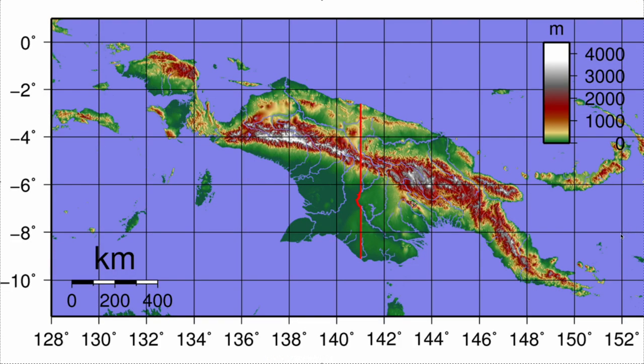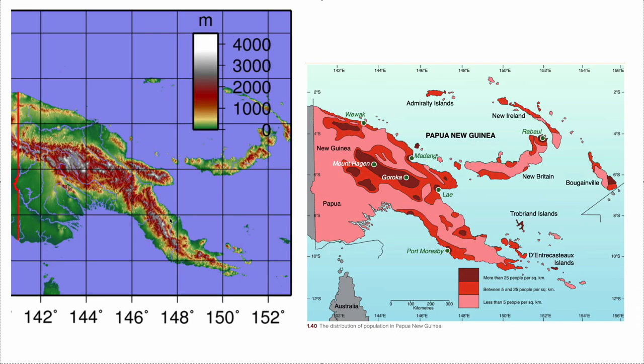Let's look at the topography. This is the island of New Guinea. Papua New Guinea occupies the eastern part, and Indonesia occupies the west. So we can see that there's a spatial association between areas with high elevation and high population density. Why is this the case? Well, the central highlands and valleys have higher population densities because of the physical factors and human factors.